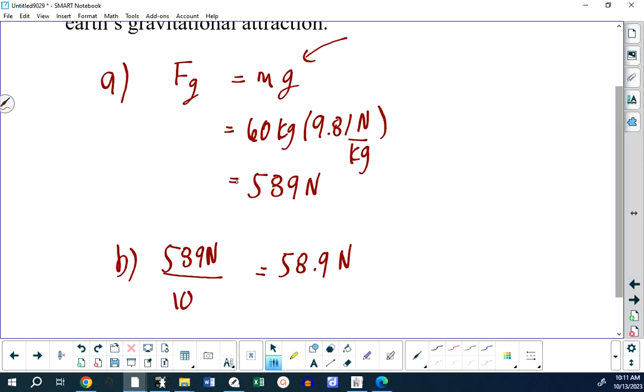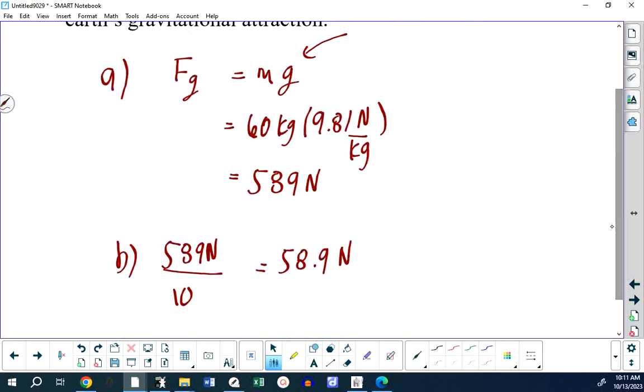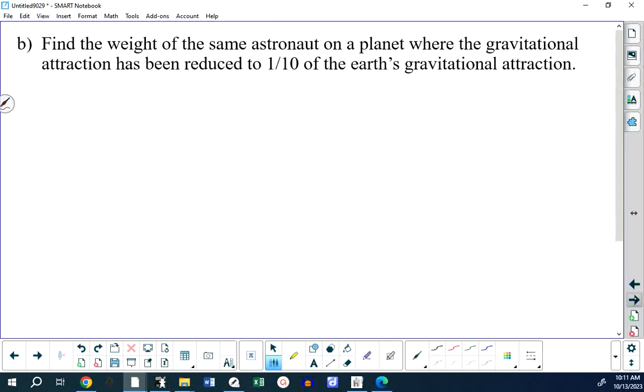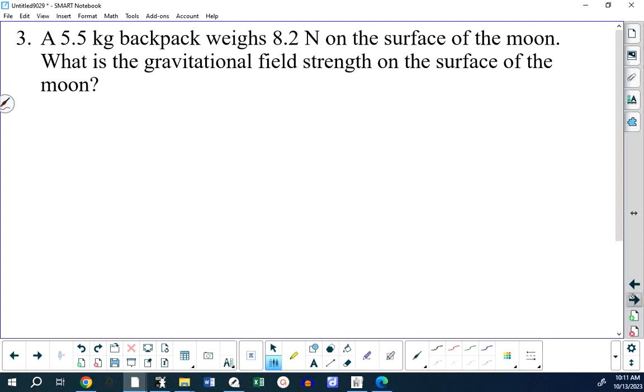Any questions with example 2? What is the weight of the same? Number 3, a 5.5 kilogram backpack weighs 8.2 newtons on the surface of the moon. What is the calculated gravitational field strength?